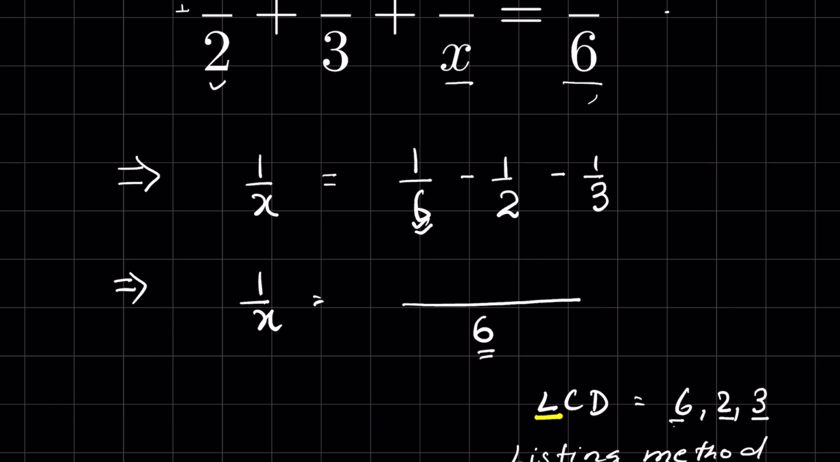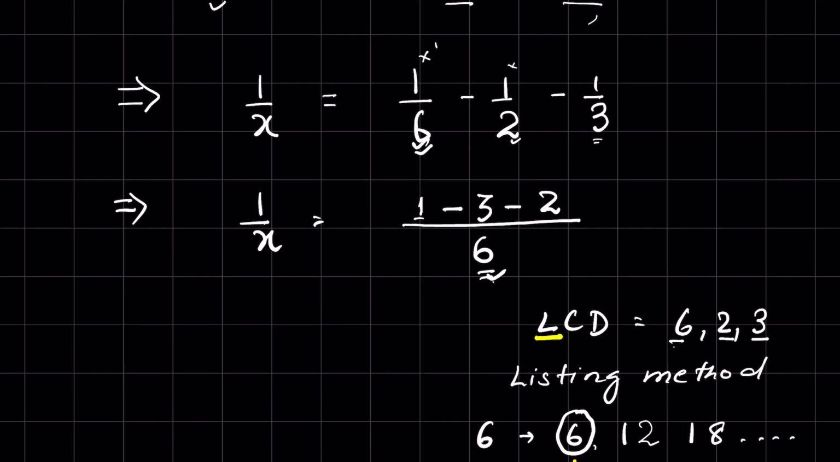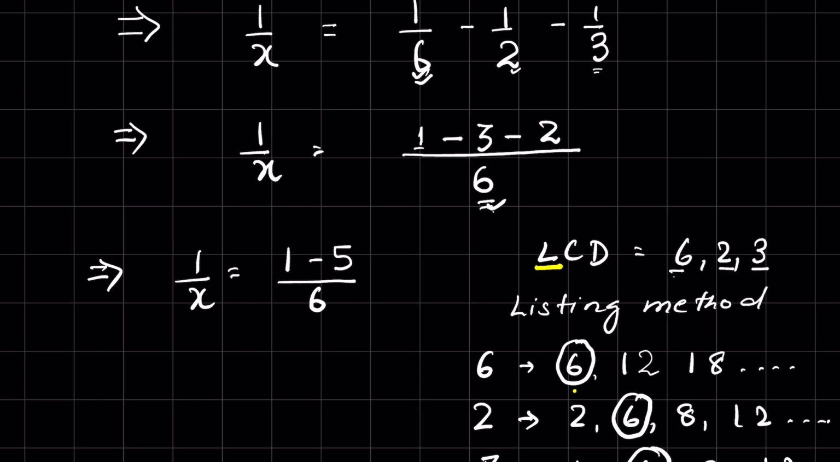Now we divide this least common multiple by the denominators. So 6 divided by 6 is 1, and then multiply it with the numerator. So 1 times 1 is 1, then minus. Again divide 6 by 2, answer is 3, then multiply it with the numerator. So 3, then minus. 3 times 2 is 6. That means 6 divided by 3 will be 2. So 2 times 1 is 2. So 1 upon x is equal to 1 minus 3 and minus 2 will be minus 5 upon 6.